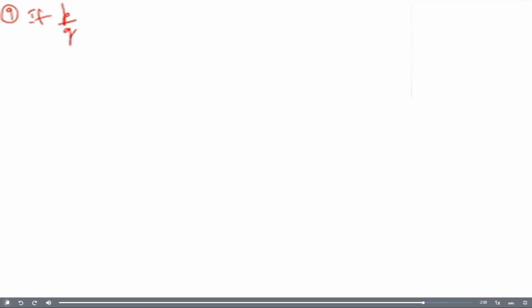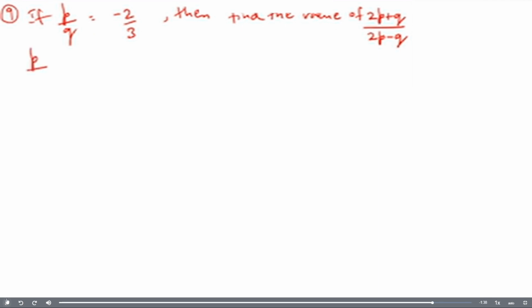If p by q is equal to minus 2 by 3, then find the value of 2p plus q by 2p minus q. Okay, so they are giving you that p by q is equal to minus 2 by 3. So p is equal to minus 2q by 3. This can be our equation 1.